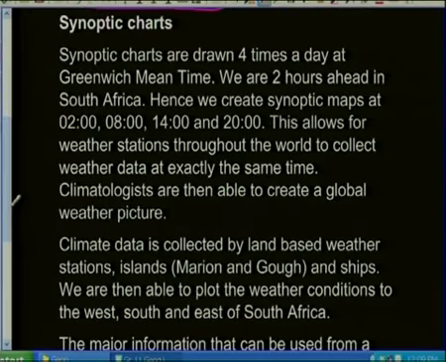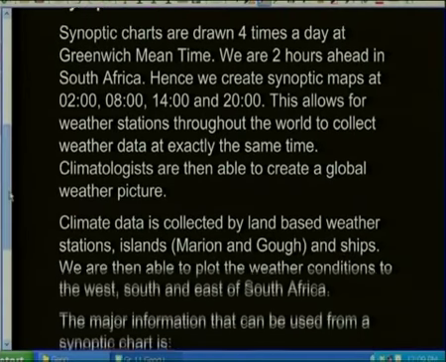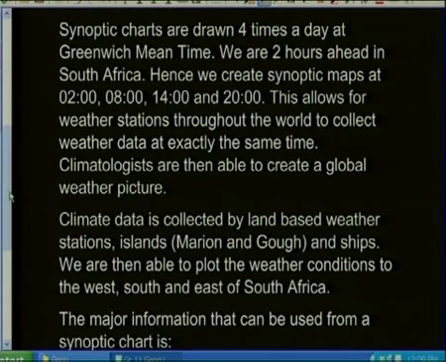Synoptic charts, or what we call weather maps, are drawn 4 times a day at your Greenwich Meridian Time, GMT. We are 2 hours ahead in South Africa relative to London and Greenwich. Hence, we create a synoptic map at these times: 2 o'clock in the morning, 8 o'clock in the morning, 2 o'clock in the afternoon, and 8 p.m. or 2000 hours at night.